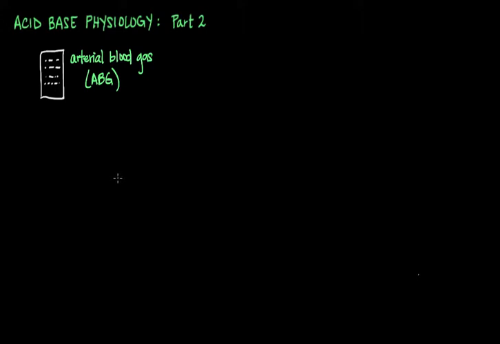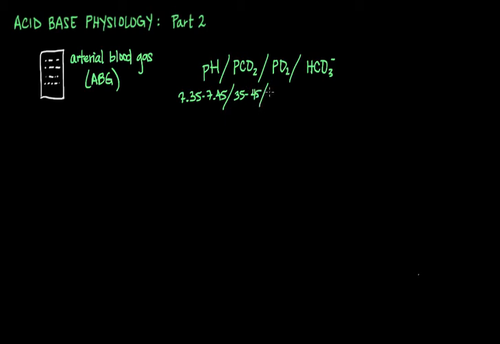So an ABG gives you a lot of information to work with, including, but not limited to, the pH, the partial pressure of carbon dioxide, or PCO2, the partial pressure of oxygen, or PO2, and the bicarb ion concentration. And for reference, the normal values for pH are 7.35 to 7.45. For PCO2, it's 35 to 45 millimeters of mercury. For PO2, it's 80 to 100 millimeters of mercury. And for bicarb, it's 22 to 26 milliequivalents per liter.